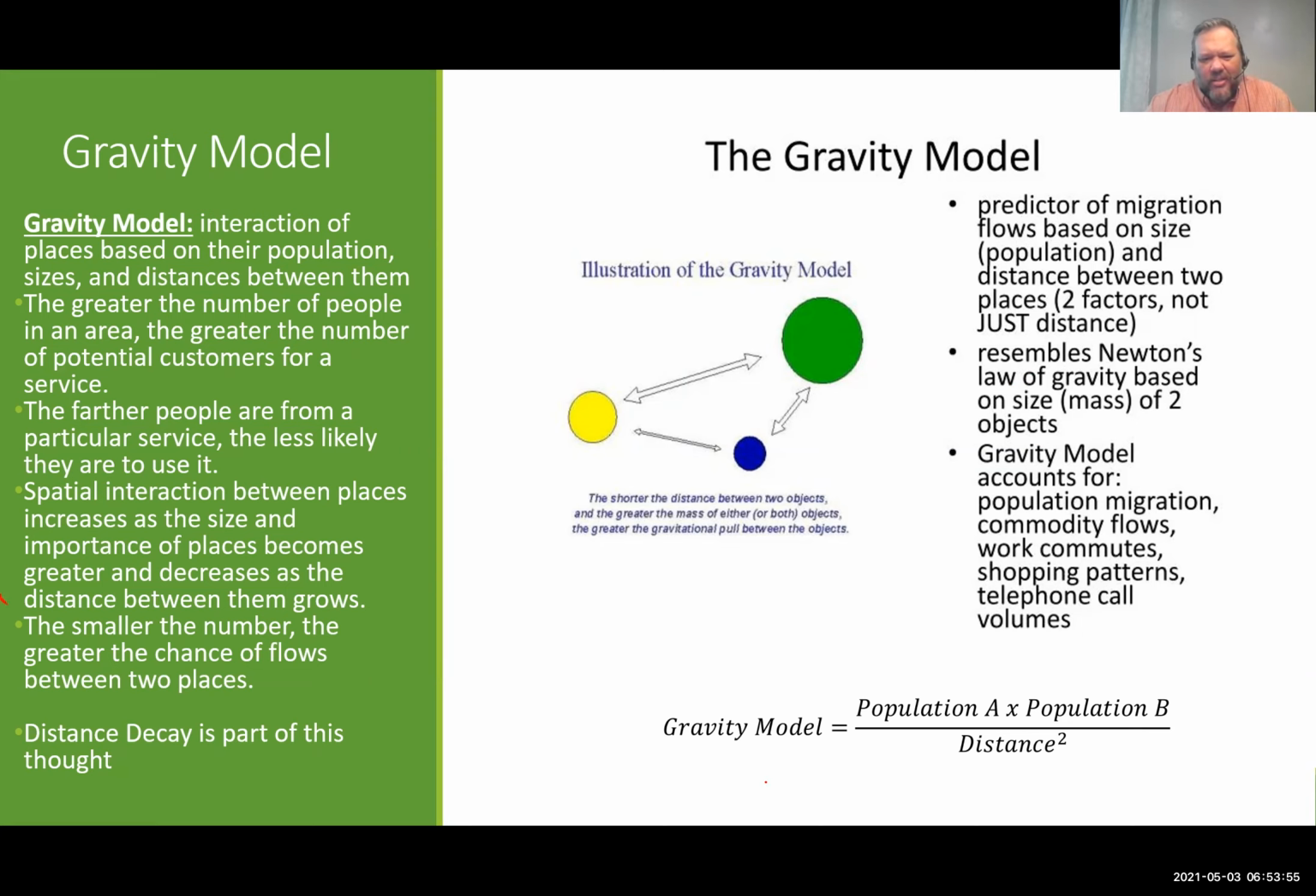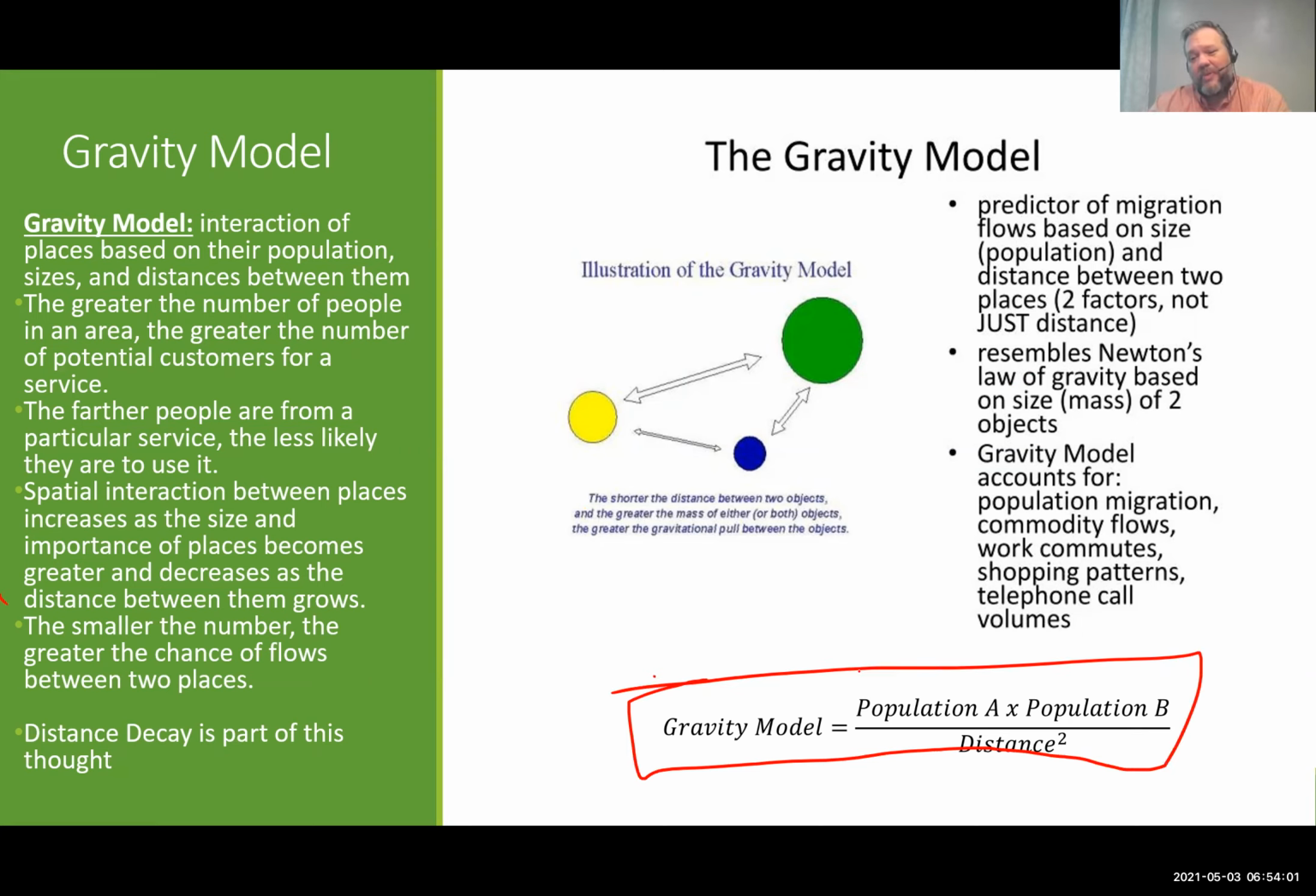And to do this, they came up with a formula. All right, down here, they come up with this value, and the higher the value, the more flow of people between those two areas, people and other things. Okay, and so here's some of the stuff it accounts for: population migration, commodity flows, just flow of goods, work commutes, shopping patterns, telephone call volumes. And so it's just the interactions between those two areas.